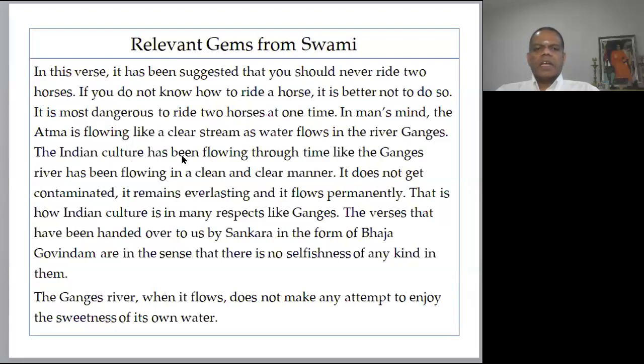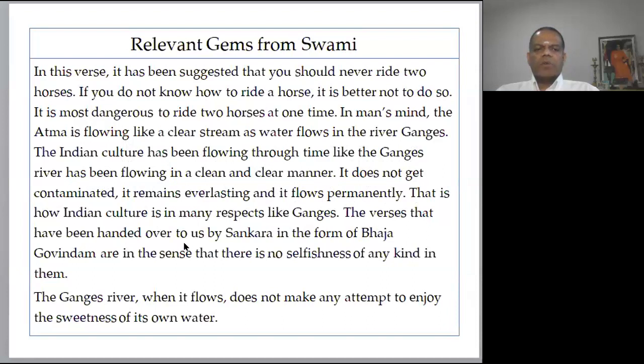The Indian culture has been flowing through time like the Ganges river, in a clean and clear manner. It does not get contaminated. It remains everlasting and it flows permanently. That is how Indian culture is in many respects like Ganges.